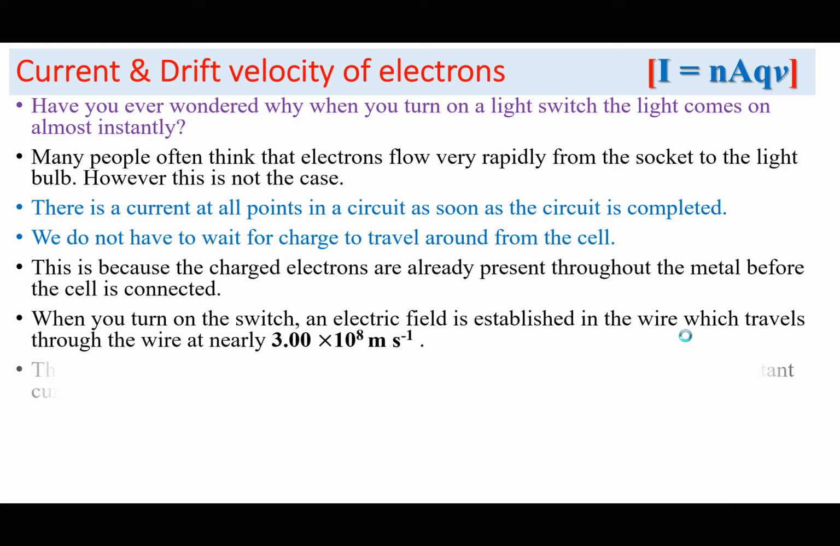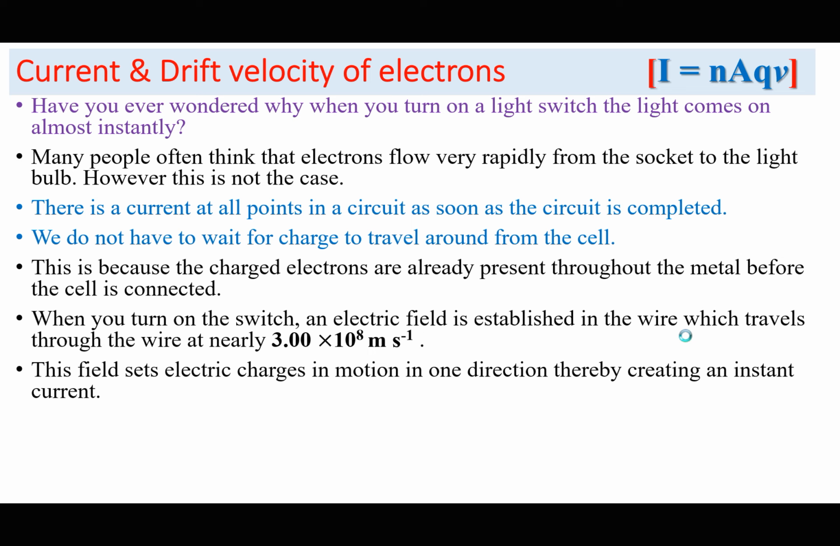What does the electric field do? The electric field just sets electric charges in motion in one direction, thereby creating an instant current. So electrons were already there between the switch and the bulb. They were already there.